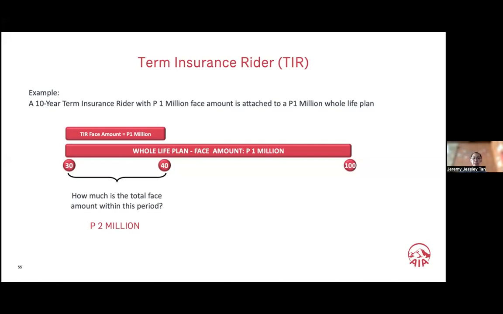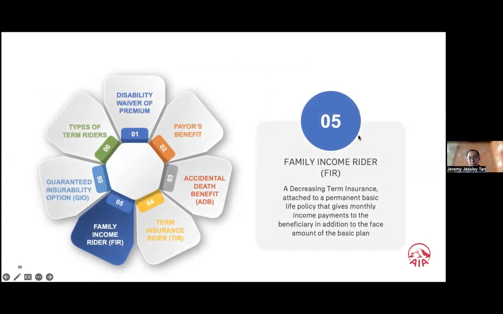So usually it's budget related in cases like this. Or you only need temporary coverage. You want a basic life coverage until age 100 and then you need a temporary coverage for the next 10, 20 years. So that's possible. Right? So that's the term insurance rider. Family income rider. Okay, are we clear on the term insurance rider? It's simple. Just attaching a term insurance to your basic plan.